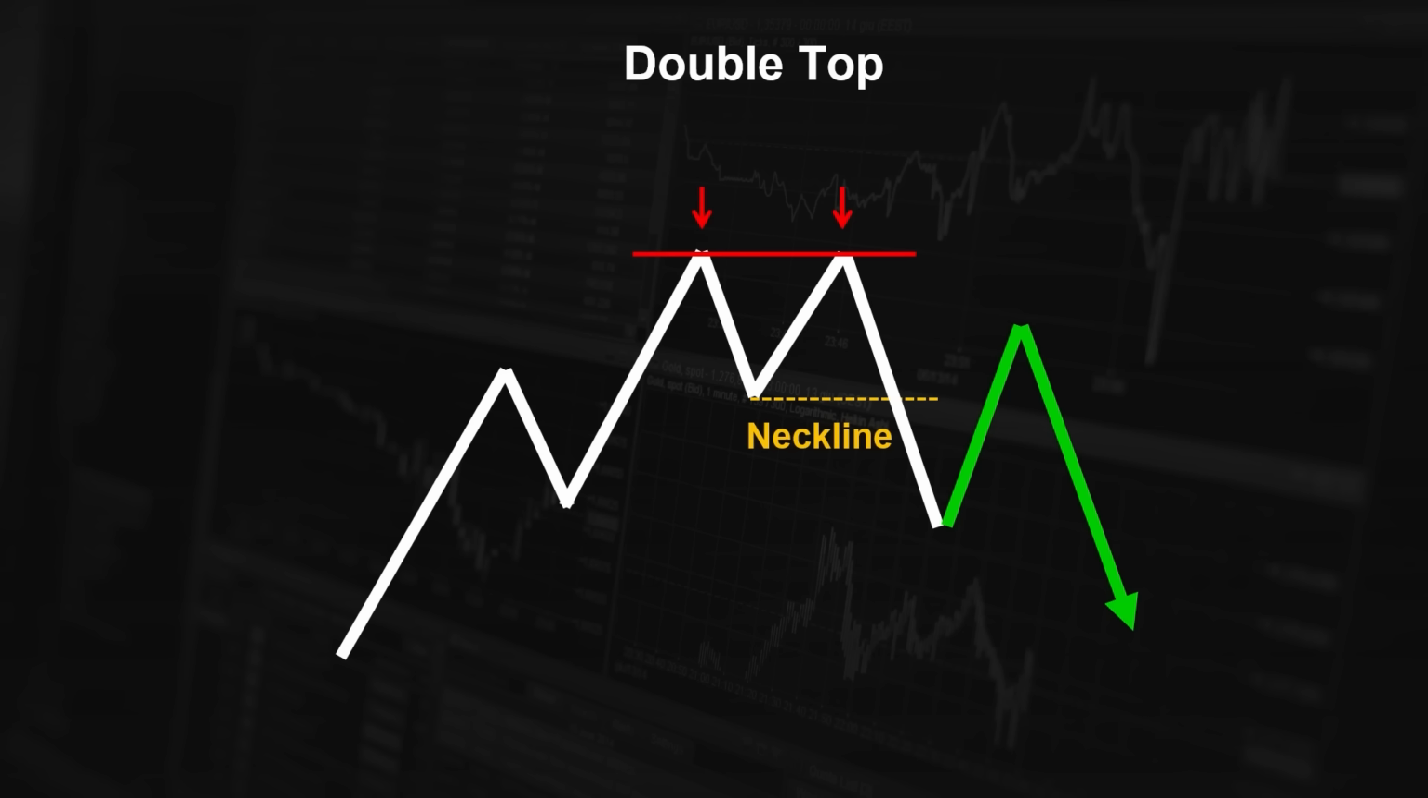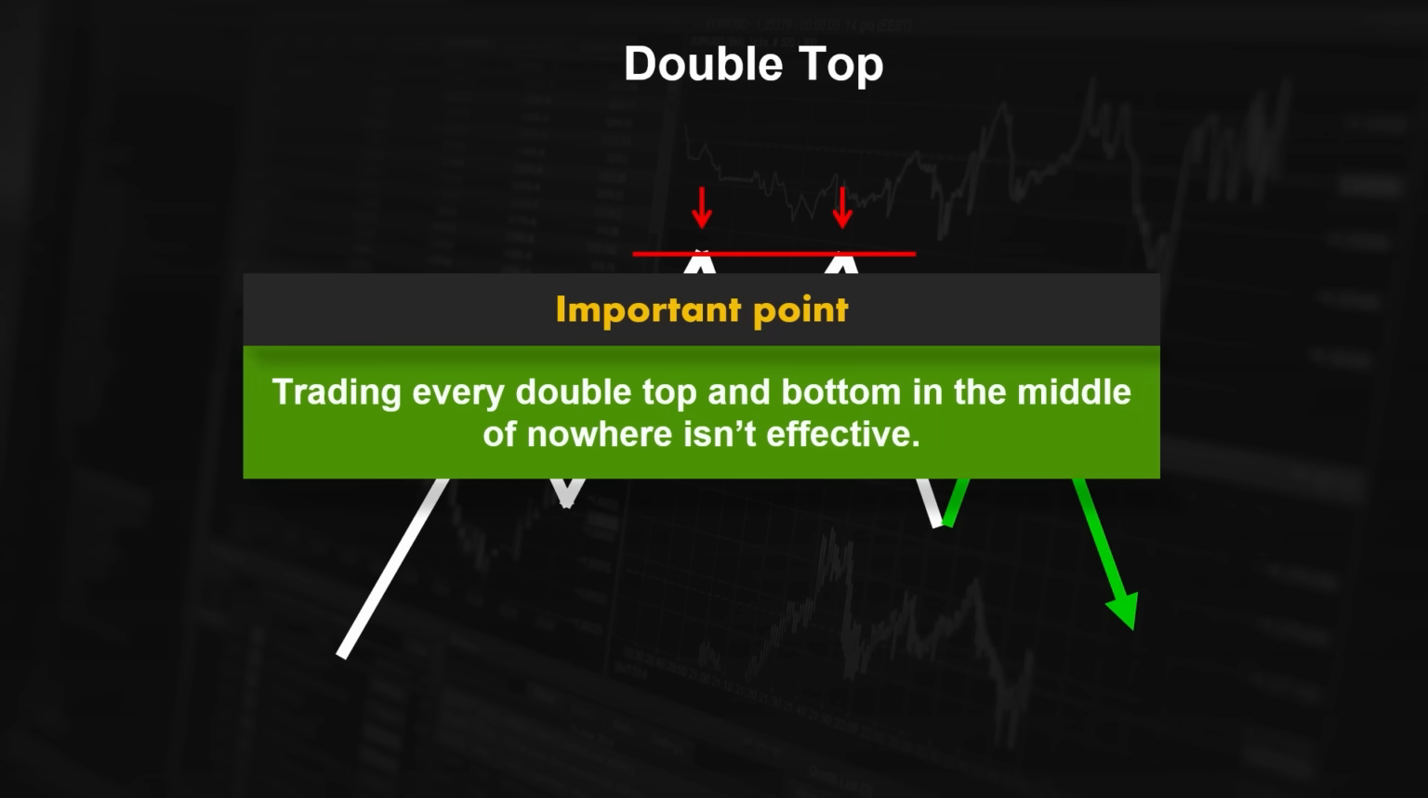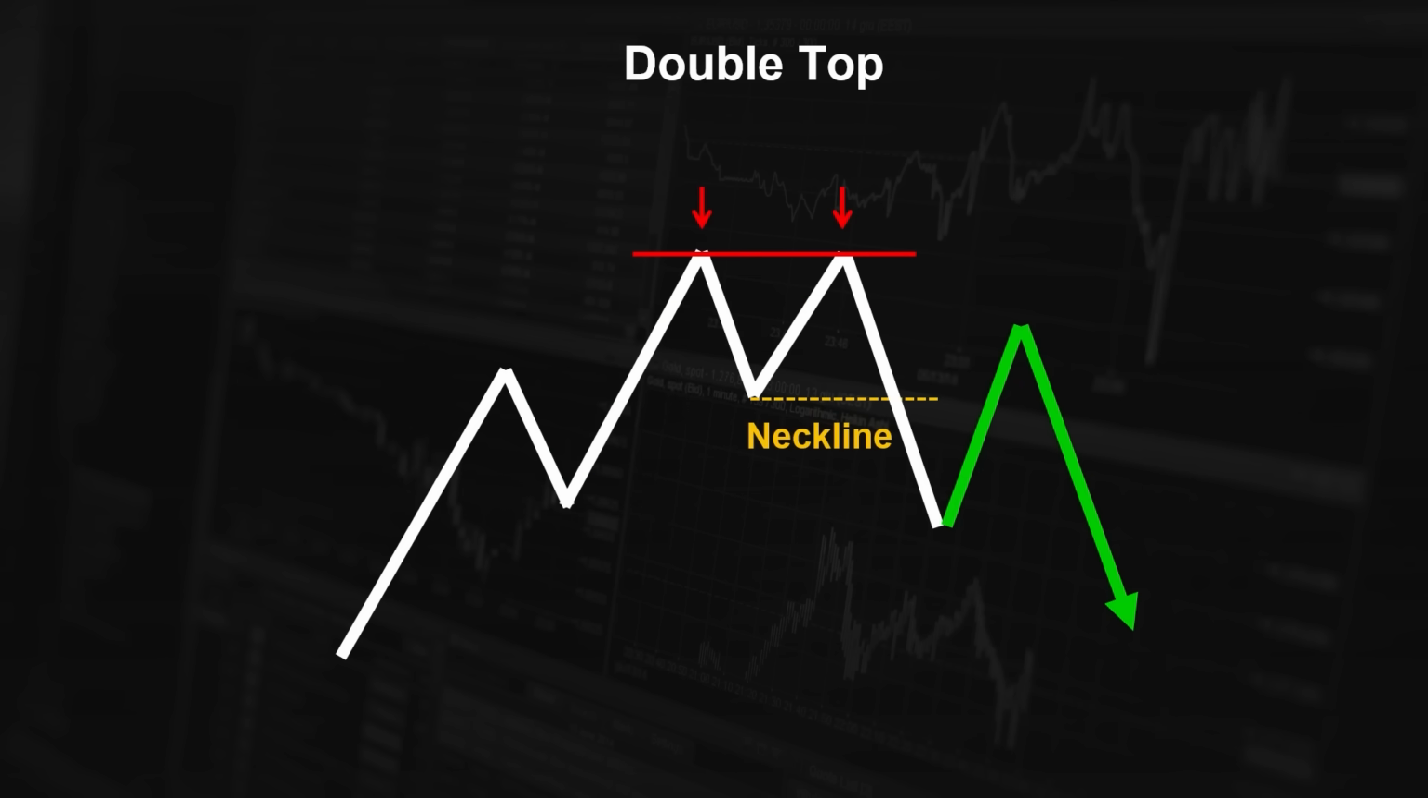But here comes an important point. Trading every double top and bottom in the middle of nowhere isn't effective. The best way to trade this pattern is by combining it with smart money concepts. Forming this reversal pattern inside an SMC supply or demand area will make an excellent confirmation to enter the trade, especially if the second rejection acts as a liquidity sweep.